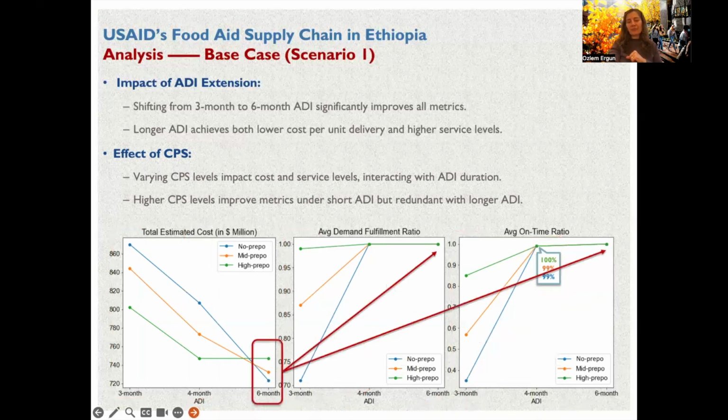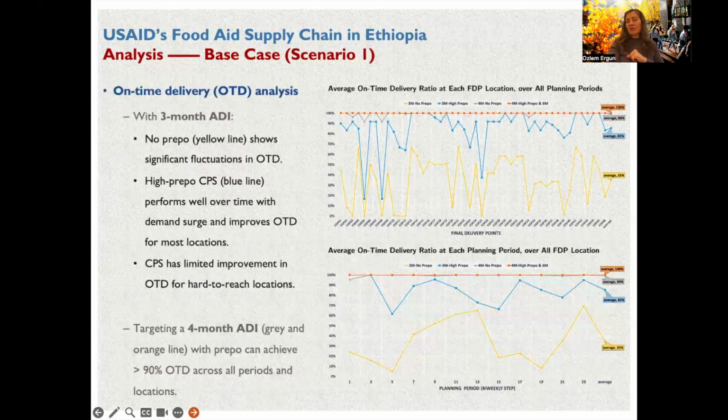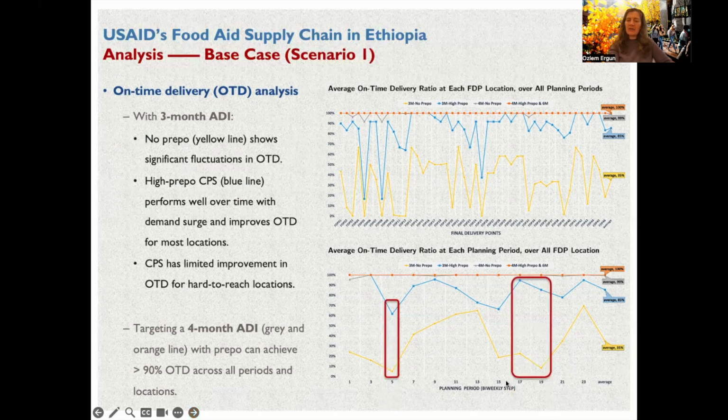And then we also looked at equity, meaning that the bottom graph shows over different planning periods what the on-time delivery ratio is. What we saw is that as we increased the prepositioning levels, we were able to satisfy on-time demand over all periods. Very similarly, we also saw that as we increase advanced demand information, we were also better at satisfying demand in more locations.